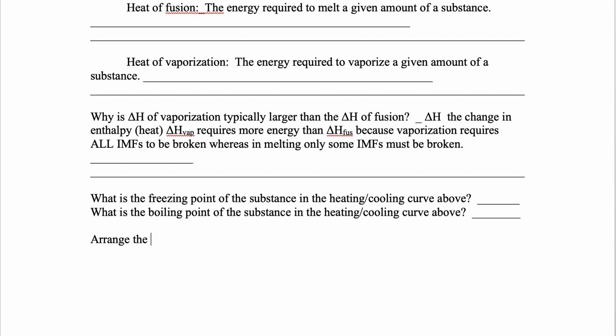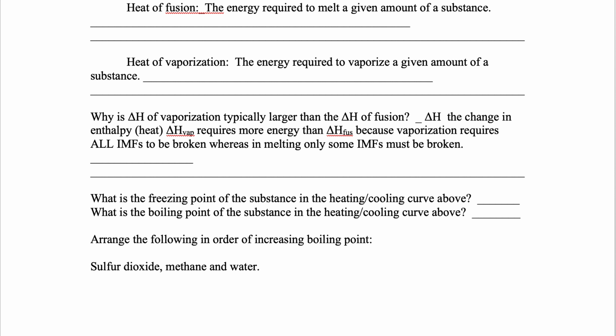And right here you say, arrange the following in order of increasing boiling point: sulfur dioxide, methane, and water. This will happen on the test, I guarantee it. There will be questions that say, do that. Arrange them in terms of increasing boiling point, or increasing melting point, or increasing or decreasing vapor pressure, or whatever. Some of that will happen.